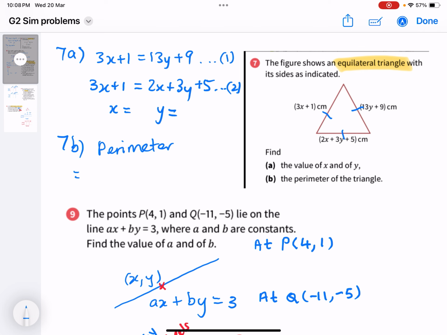We only need x to find the perimeter. Since it's an equilateral triangle and one side is 3x plus 1, the other sides all added together will be 3 times 3x plus 1. And if we have found x, then we can substitute and find the perimeter.